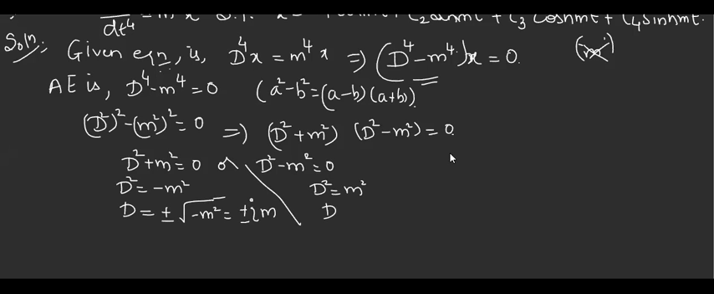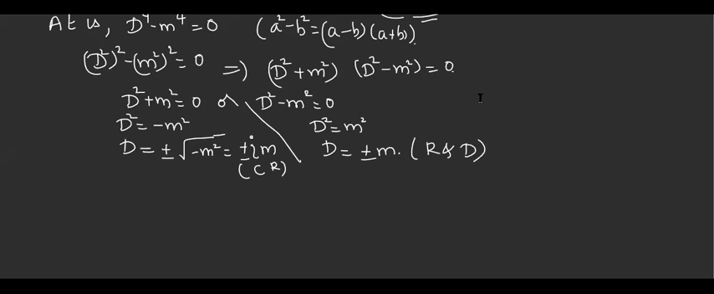So what will be d then? Plus or minus m. So which type of roots are here? First is complex roots. These are real roots. Real and equal or unequal? Distinct. Real and distinct. Correct? Okay, let us write the solution.